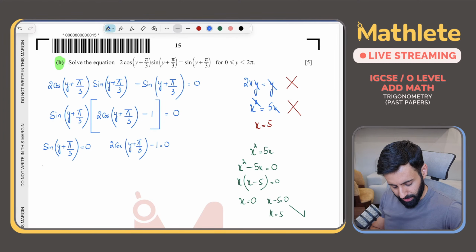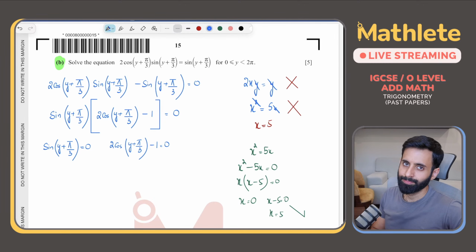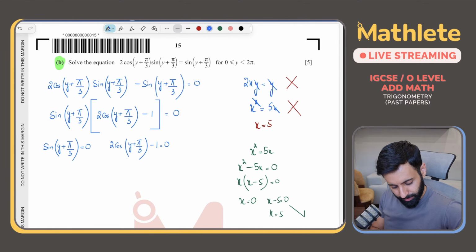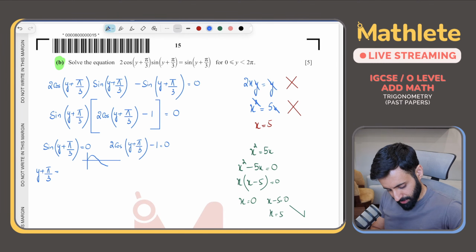When is the graph of sine equal to 0? The graph of sine is equal to 0 at 0, pi and 2 pi. So that means y plus pi upon 3. So when is the graph of sine equal to 0? You can just quickly make a very rough sketch of the graph of sine to answer that question. The graph of sine is equal to 0 at 0, at pi, and at 2 pi. So that means this is equal to 0, pi, and 2 pi. Okay.